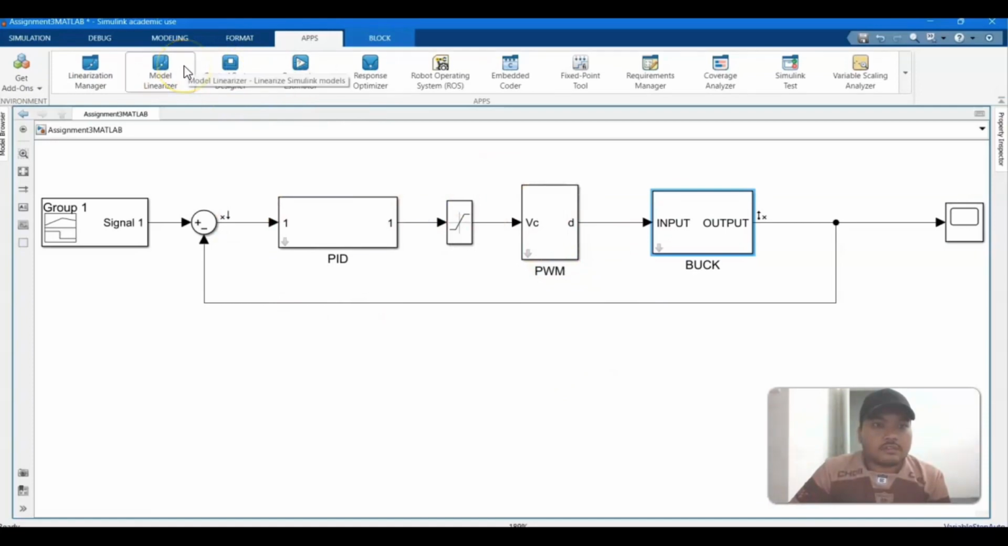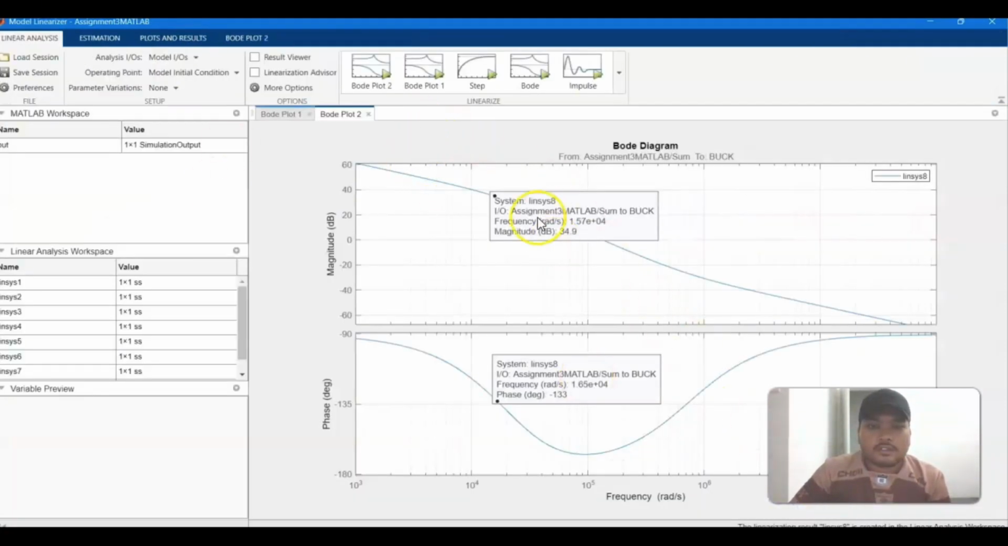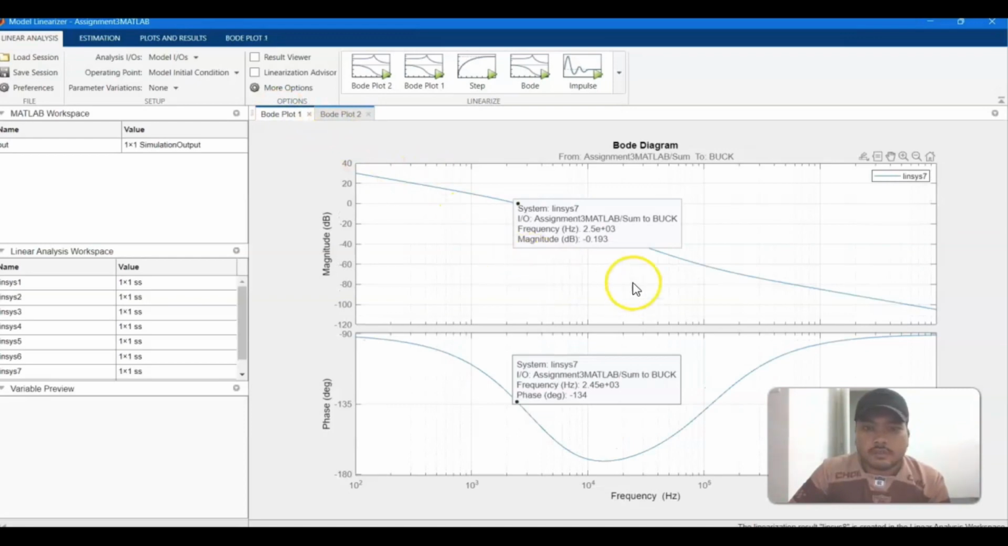Alright, so after we put the values, we run it. I click the model linearizer, and we get this. After we click the block, we click the Bode diagram. So this is the Bode diagram for the unstable one. We can get the magnitude, 34.9 dB, and its phase margin is negative 133. So for the stable one, I get negative 0.193, and the phase margin is negative 134.